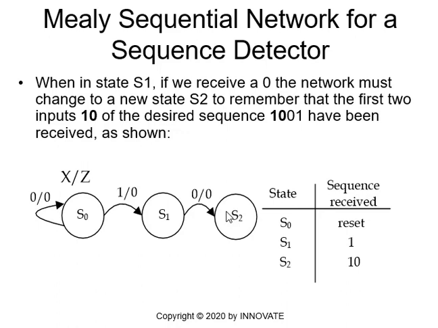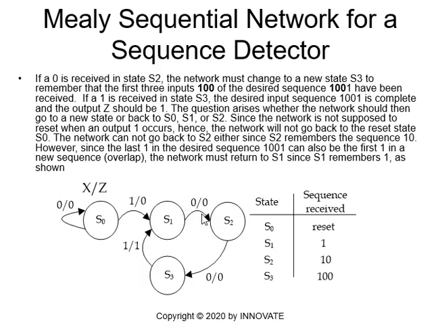Okay, let's go to the next step. Now, if I am in S2 and another 0 is received, the network must change to a new state S3 to remember that the first 3 inputs were received, which are 1, 0, 0. So if I am in S2 and receive a 0, I will go to S3, because S3 here will remember 1, 0, 0. So to a new state.